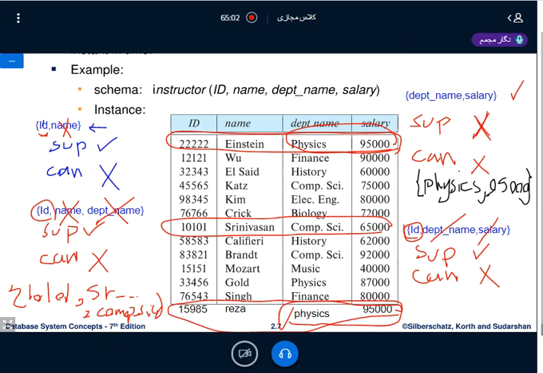Mr. Ahmed asks, do you mean we must use ID and name together for a super key? No. As I said, for the first example, we write ID, and just the ID is a super key. ID is a super key. ID is a candidate key. Yes, just ID. ID is a super key and ID is a candidate key. Do you understand?